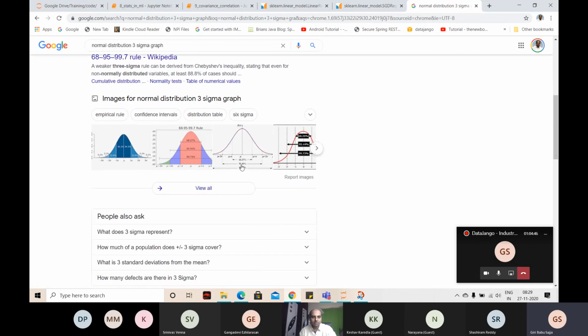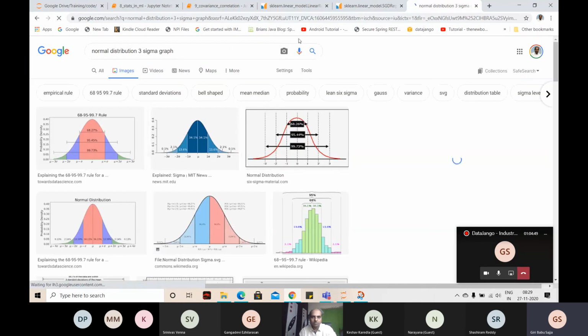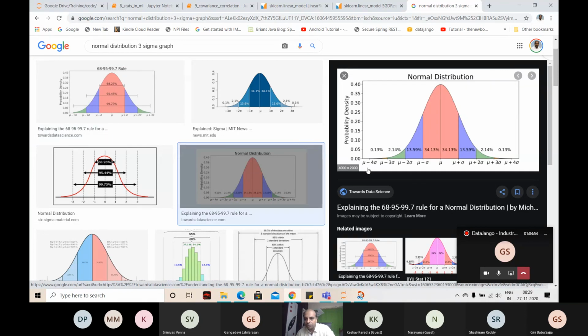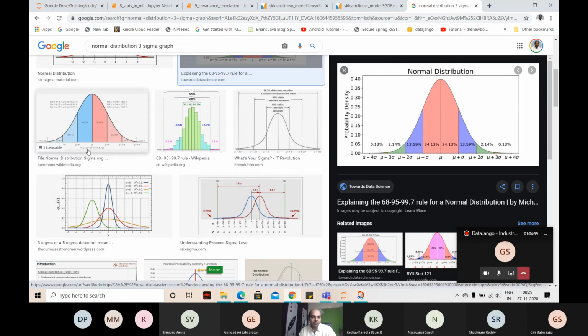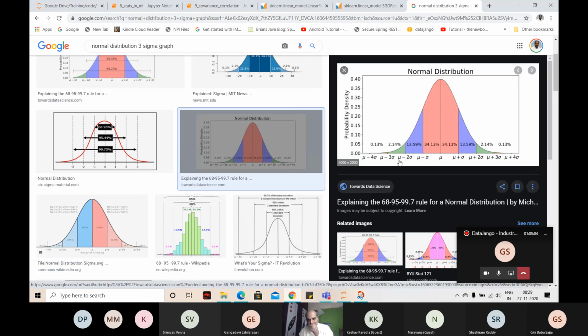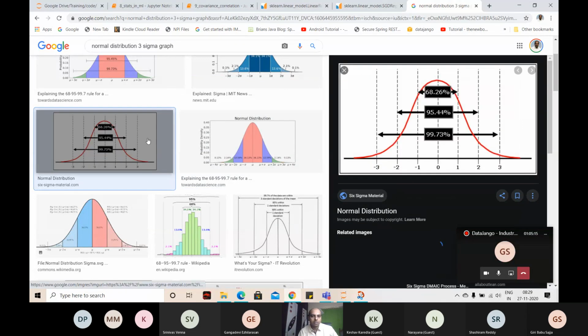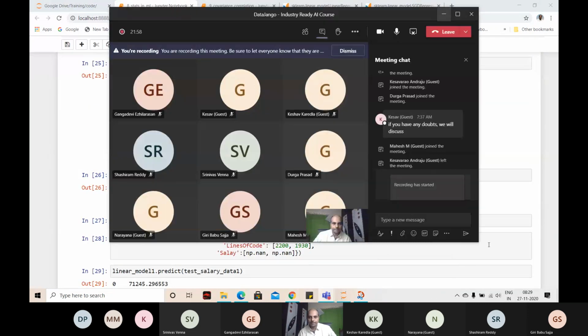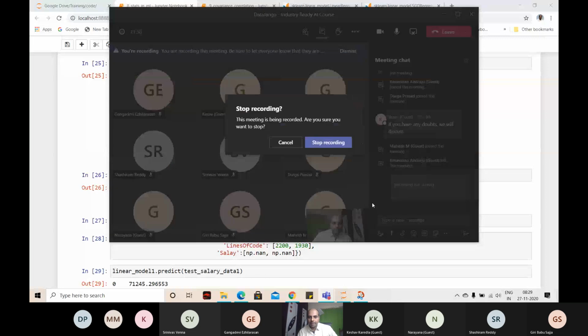Yeah, it is clear now, sir. See, minus 4 standard deviations is 0.13. So like that, when you look at these numbers, you can calculate. Okay. So that's it for today.